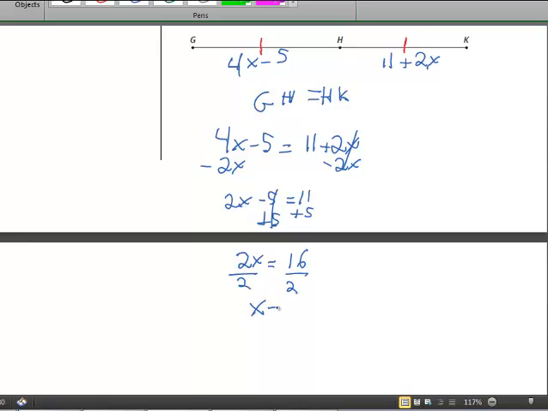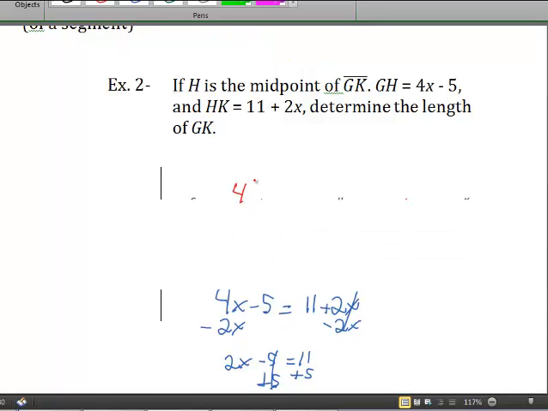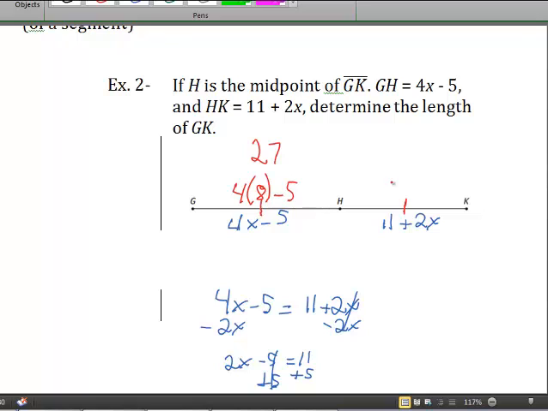Okay, I solved for x, but what's the question asking? It's asking for the length of GK. So I can go back in and put x back in there. If x equals 8, that means 4x is 4 times 8 minus 5. All right, 4 times 8 is 32. 32 minus 5 is 27. So this is 27. Over here, I should get the same thing. Let's double check it. 11 plus 2 times that 8. Okay, 2 times 8 is 16, plus 11 is 27. And now, like our segment addition postulate, to determine the length of the whole thing, GK, it's going to be 27 plus 27, and that'll give us a value of 54.